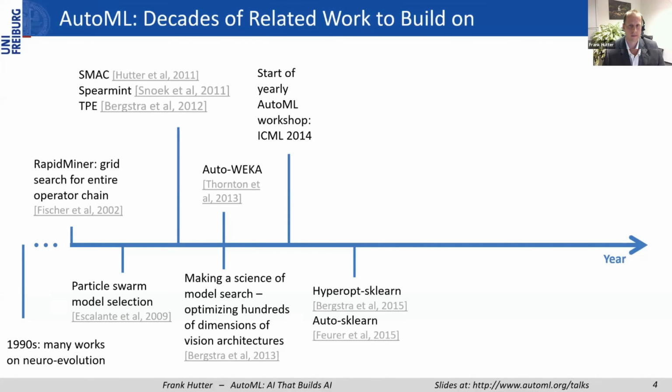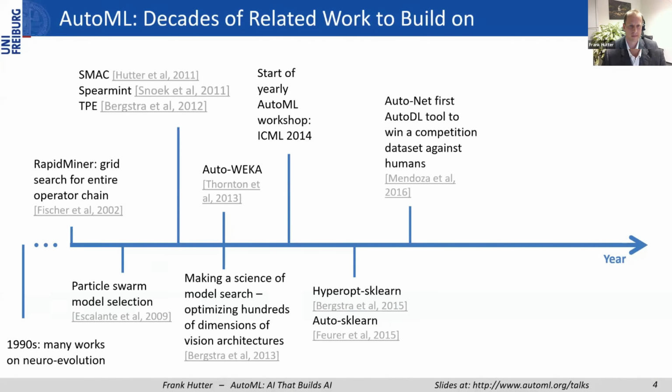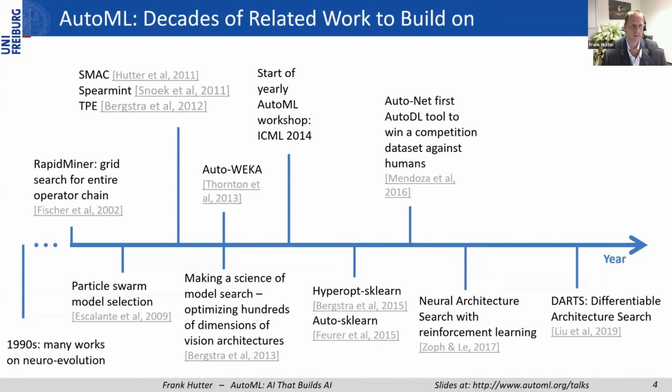And then in 2015, there were these two AutoML frameworks, in particular Auto-sklearn, that is actually still quite popular. In 2016, we had the first automated deep learning tool that actually won a competition against humans, so a data set in a competition. And then in 2017, neural architecture search hit mainstream with this paper, Neural Architecture Search with Reinforcement Learning by Zoph and Le, that really made neural architecture search and AutoML very popular. After that, we really saw an explosion of work on AutoML and neural architecture search. For example, in 2019, there was the DARTS approach that made the computational complexity much smaller, so made it much more efficient to search for neural architectures, and we'll actually talk about that in a little bit more detail.